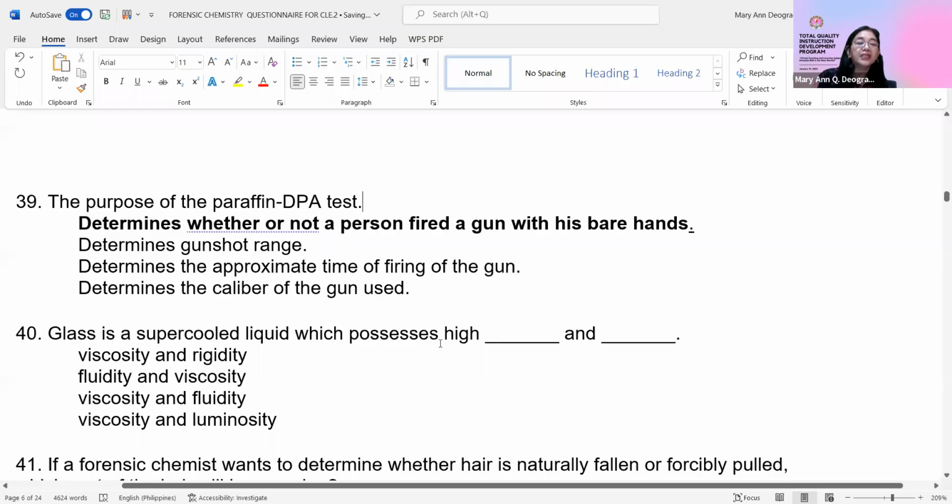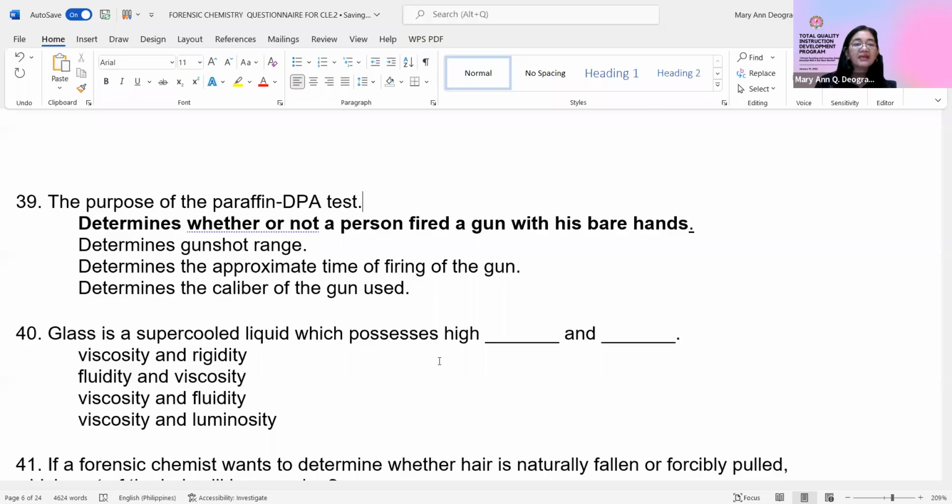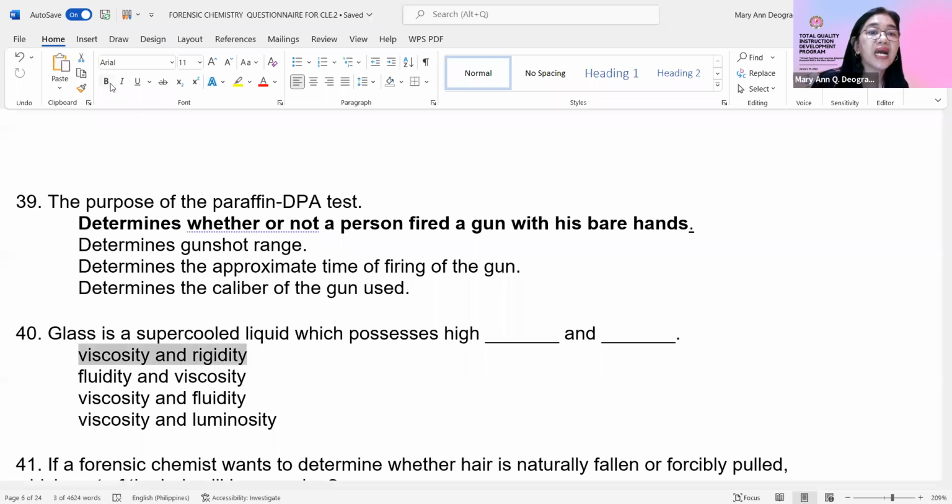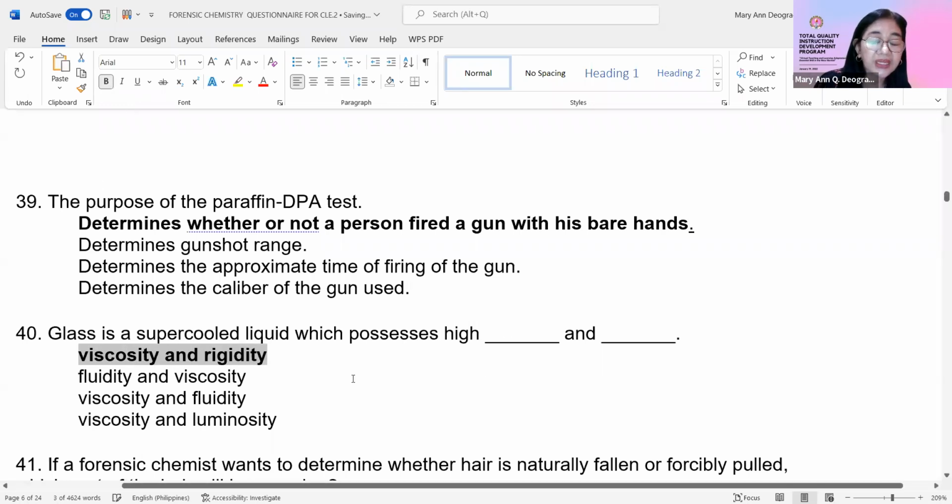All right. Number 40. Glass is a supercooled liquid which possesses blank and blank. Viscosity and rigidity, fluidity and viscosity, kaparehas yun. Viscosity and luminosity. Anong sagot? Okay, viscosity and rigidity. So what do you mean by viscosity? It is defined as resistance to flow. Kasi ang glass is pinalamig na liquid yan. So it's a highly viscous, meaning malapot na liquid, tas pinalamig. And then, nagiging rigid na siya.